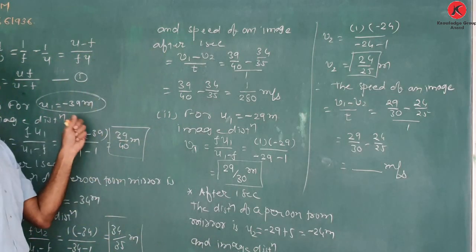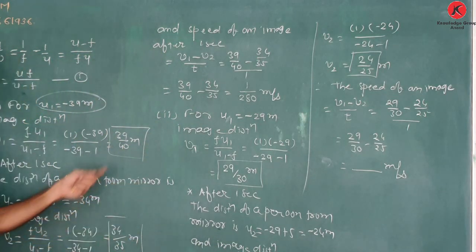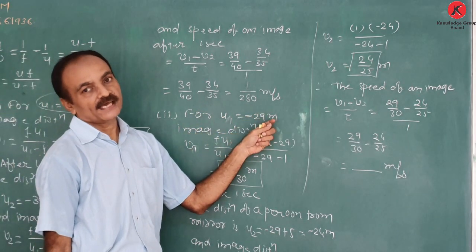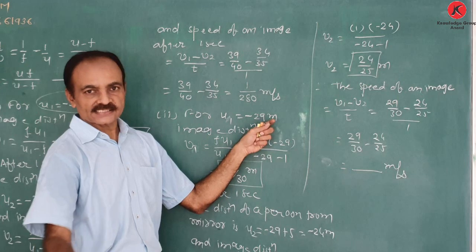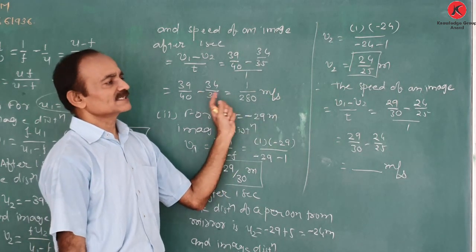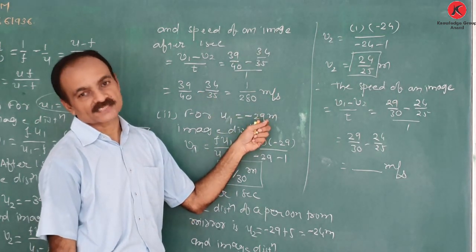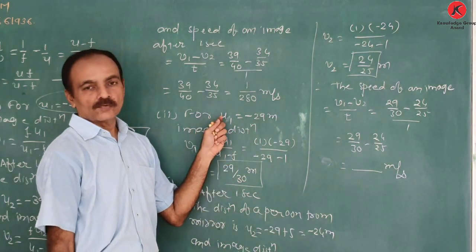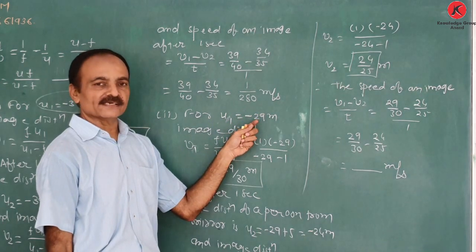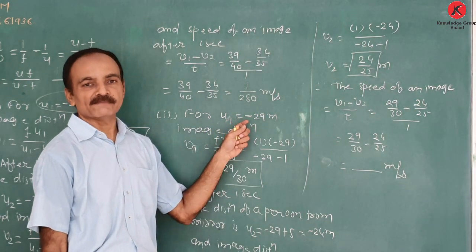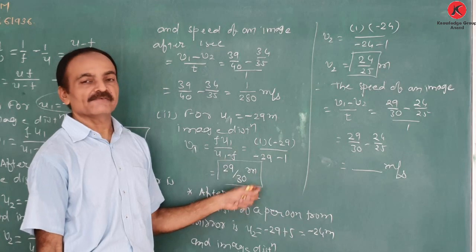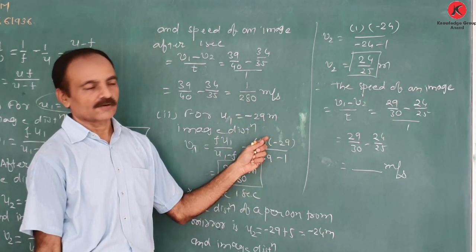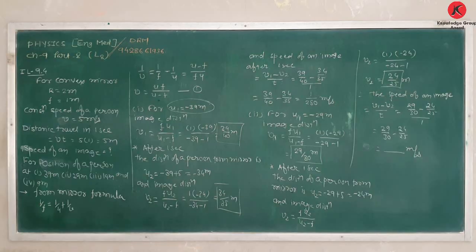The same way we have to repeat for different values of the position of an object, 19 meter and also 9 meter. For different values, the steps are repeated only when numerical values are changed. So try yourself. Now for u1 equal to minus 19 meter and for u1 equal to minus 9 meter, find out again v1 and v2 and also the speed of an image. Clear this?